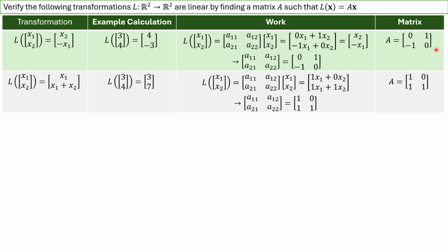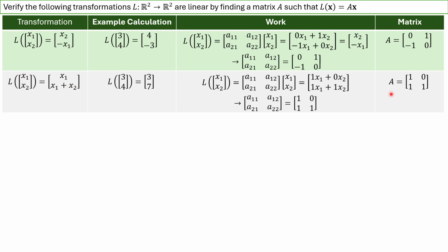Now, let's do this for more examples so we can see the pattern. Here we have a vertical shear. The top output is just x1, so our first row is going to be 1 for the amount of x1s plus 0 for the amount of x2s. Then the bottom output adds them together. So if we take in x1, x2 as our vector, the bottom output is going to be x1 plus x2.